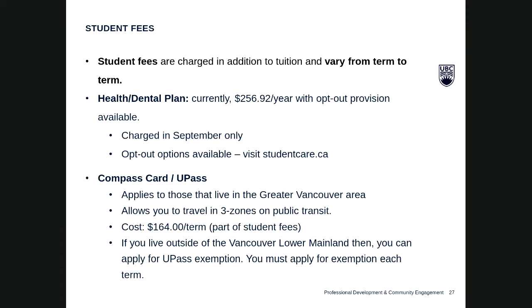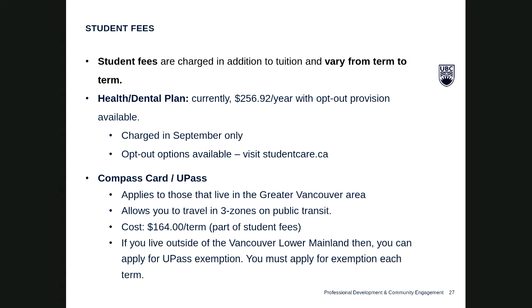So student fees, they're charged from term to term, and they do vary. Term 1 tends to have the most student fees, and then it seems to get lesser as we move through term 2 and then into the summer term. There's one fee that you may be able to opt out of, and that's the health and dental plan, which is currently $256.92 per year. So there's an opt-out provision for that, and it's charged in September. So that's some possible savings.